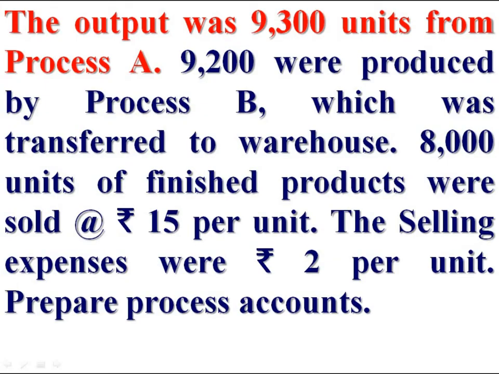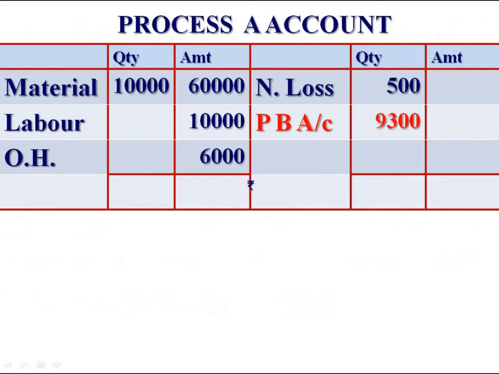The output was 9,300 units from process A. It is to be transferred to next process. Process A output is 9,300 units. Credit it. Process B account 9,300.